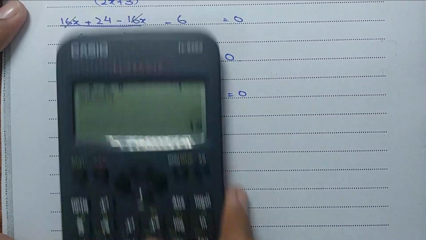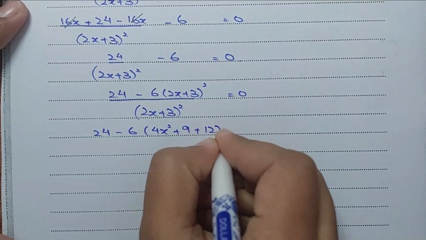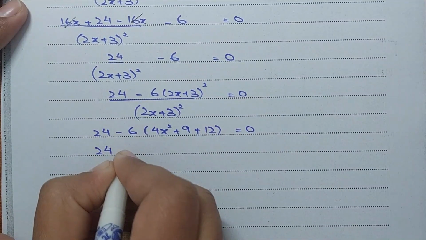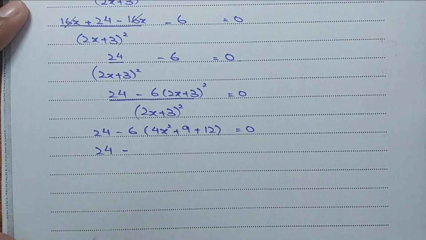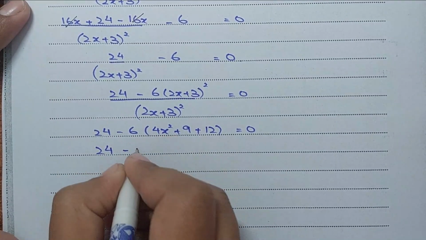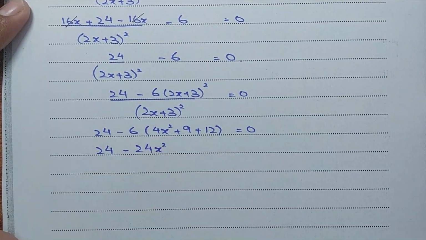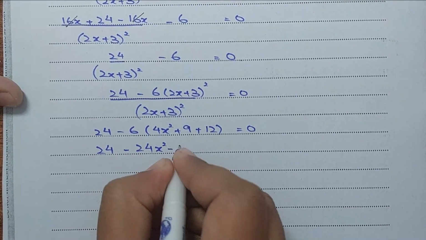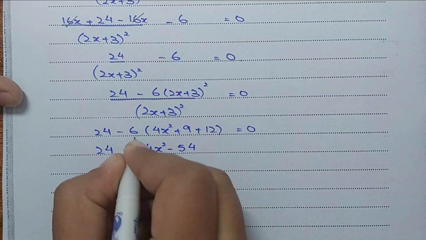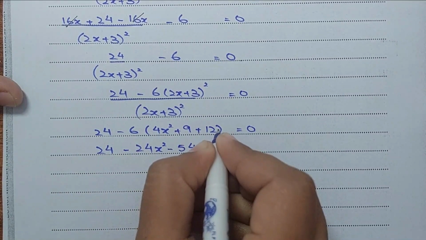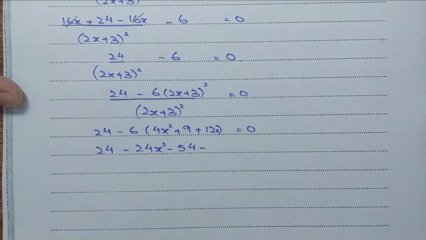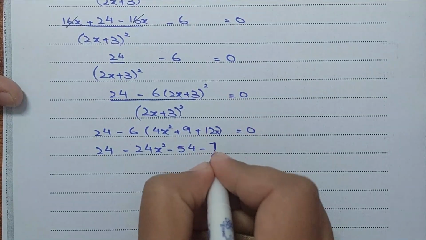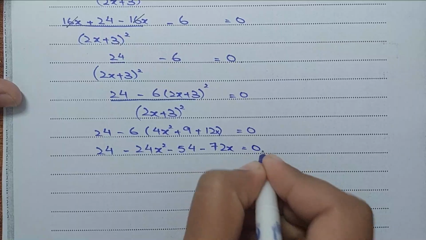2, 2, 3 would be 12x plus 12x. This would be equals to 0. Now 24 equals minus 6 times 4 is also 24x square, and minus 6 times 9 is minus 54, is constant, this is with x, and minus 6 times 12x, 6 times 12 is 72, minus 72x. This is equals to 0, right?